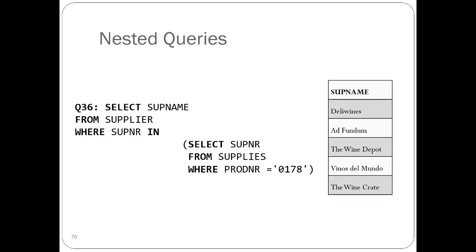So how? Let's look at it. First of all, we will have to understand what this query is trying to do. We are interested in the name of the supplier, and the supplier name is coming from the supplier table, okay? And then there is this condition: the supplier number should be equal to what? For that, we need to understand the inner query, or the nested query.